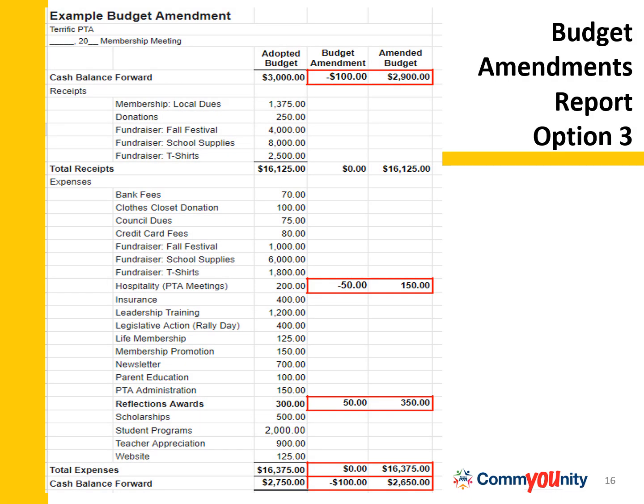In this final example, the PTA doesn't want to reduce their ending carry-forward balance for the reflections expense, and the hospitality chair has let the treasurer know they will not need the entire balance in the approved hospitality budget for the year. So the hospitality expense budget line item is decreased by $50. As you can see at the bottom, the cash balance forward amount is $2,650, just like the previous budget amendment example.